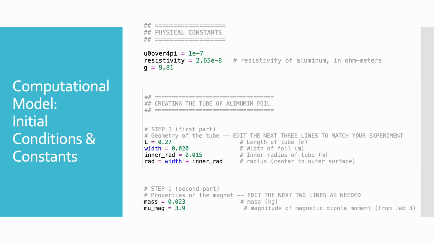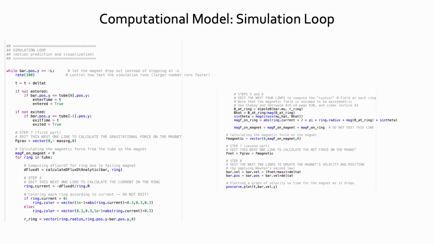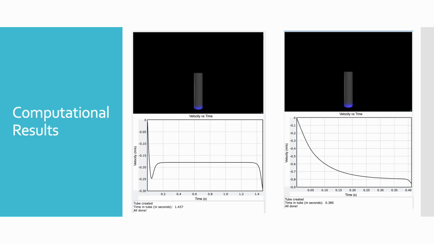So here you can see the computational model, initial conditions, and constants. Next, you can see the computational model, magnetic field and magnetic flux. And now you can see the computational model, simulation loop. Here, the computational results can be compared between the two different magnetic dipoles, with the 1.85 magnetic dipole being on the right side and the 3.9 magnetic dipole being on the left side.